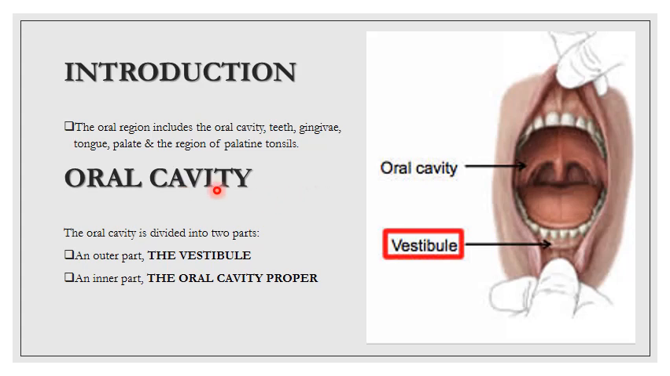Now the oral cavity. The oral cavity is divided into two parts: an outer part, which is called the vestibule, and an inner part, which is called the oral cavity proper. Here in this diagram you can see this smaller narrow space is called the vestibule and this larger cavity is called the oral cavity proper.